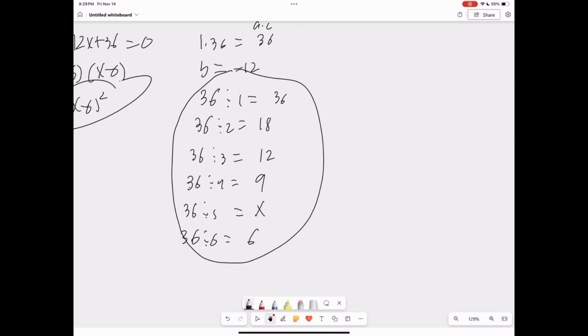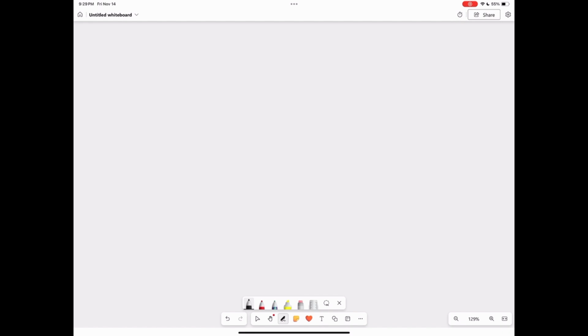Now we're going to work with more factoring, more trinomials. Okay, so let's try another one. X squared plus 7x plus 10 equals 0. So how do you factor this? Let's label again A, B, and C. So what two numbers multiply to 10 and add to 7?